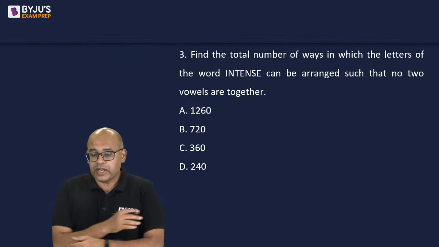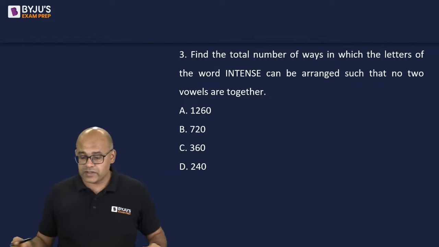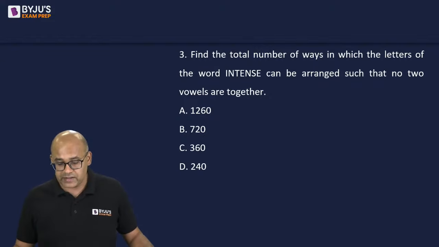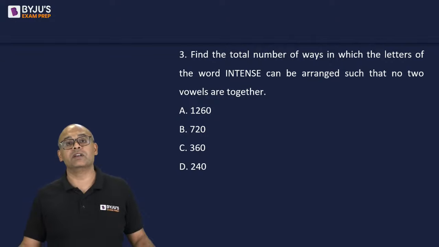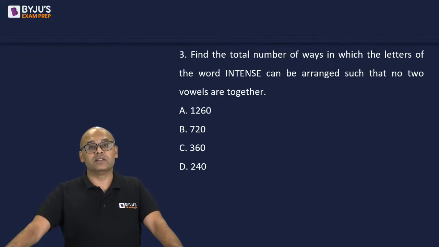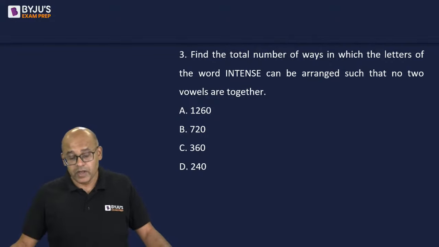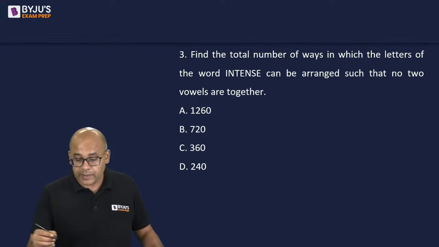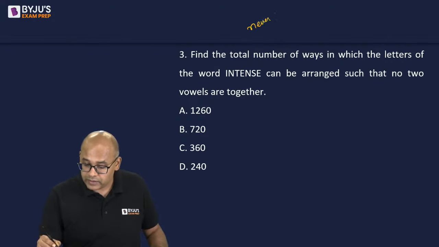Okay, now take a look at this. Find the total number of ways in which the letters of the word INTENSE can be arranged such that no 2 vowels are together. This is a very interesting concept. Let me give you an idea for this. This comes under never together.